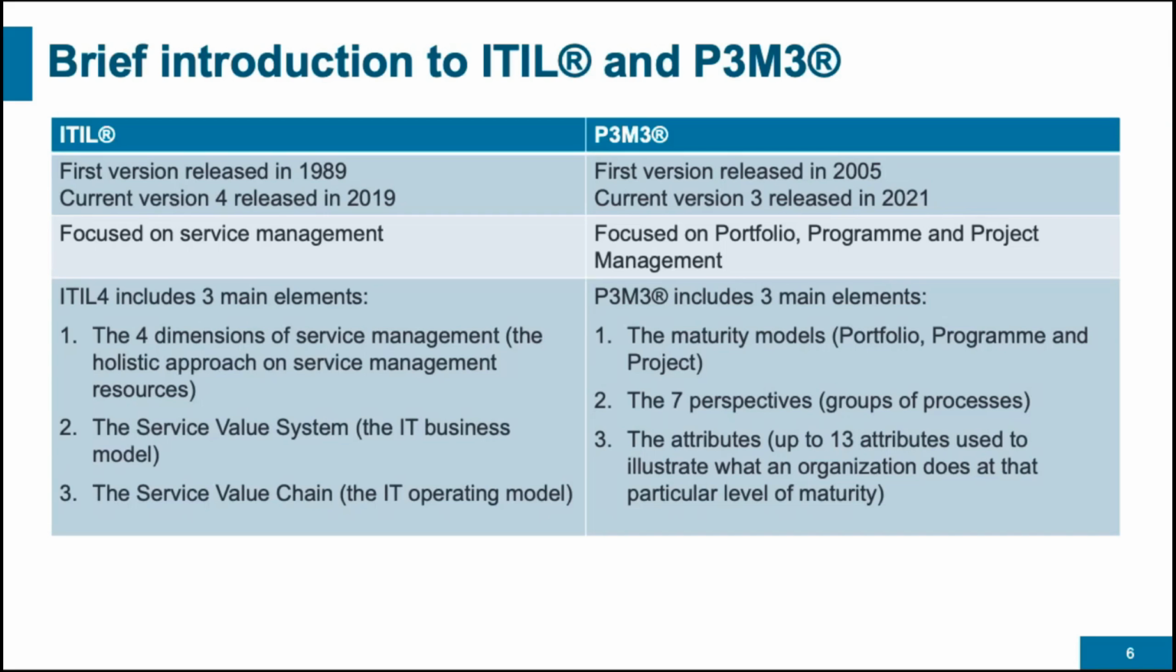So we have 3 maturity models in P3M3: one for portfolio management, one for program management, one for project management. For each of these models, we use 7 perspectives. That means groups of processes in order to scope the assessment of the maturity. And then we use attributes, for instance about financial management for a project and so on, that help us to conduct a complete assessment of how mature an organization is at managing its project, program, and/or portfolio. Okay, so that is P3M3.